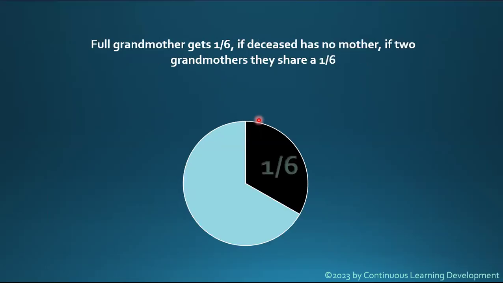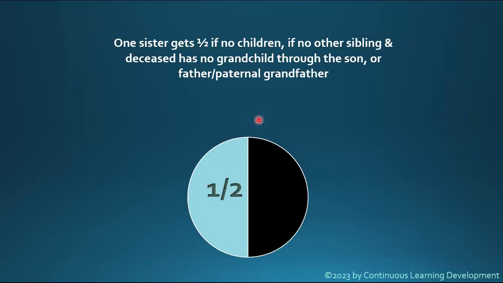A full grandmother, meaning not a step grandmother, gets a sixth if the deceased has no mother. So the grandmother then steps in for the mother. If the mother is alive, she will block the grandmother from inheriting. In this case, if there is no mother, the grandmother will take the place of the mother and she will get a sixth instead of the mother. And if there are two, they will share a sixth.